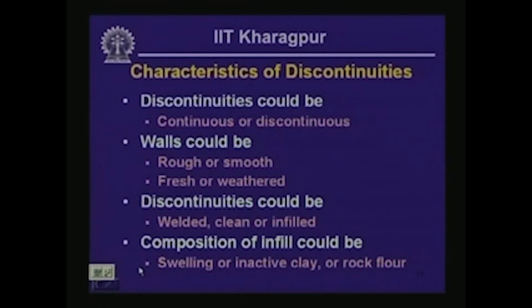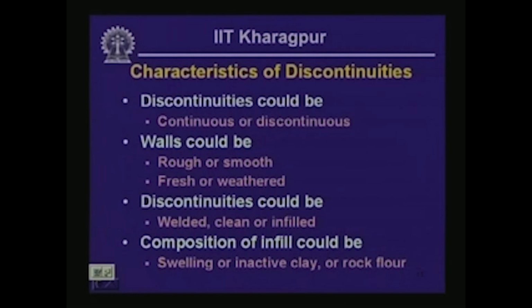Okay. So now the question comes, how are we going to characterize discontinuities? Discontinuities could be continuous or discontinuous. That means the discontinuities themselves can go a larger distance, or they could be confined within a relatively small volume of the rock. Then the walls of the discontinuity could be rough or smooth. They could be fresh or weathered, or in other words, the walls themselves could be hard, or they could be soft because of the weathering action.